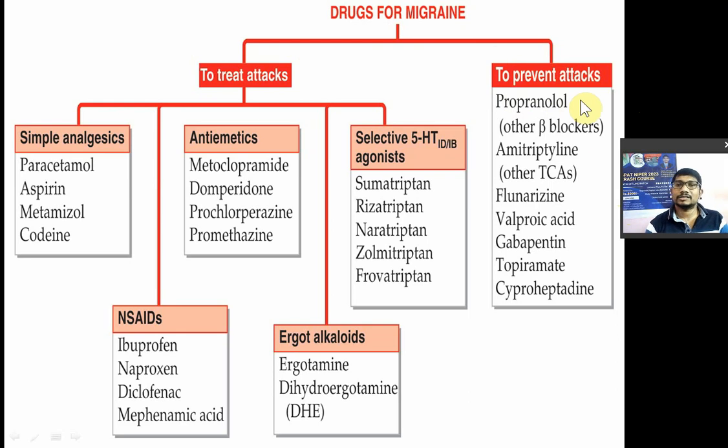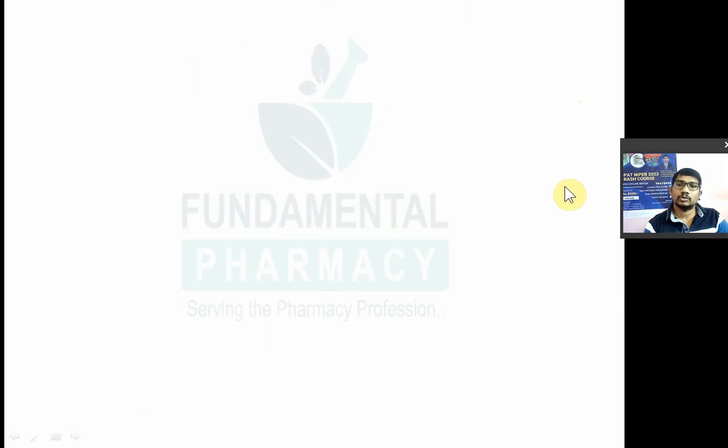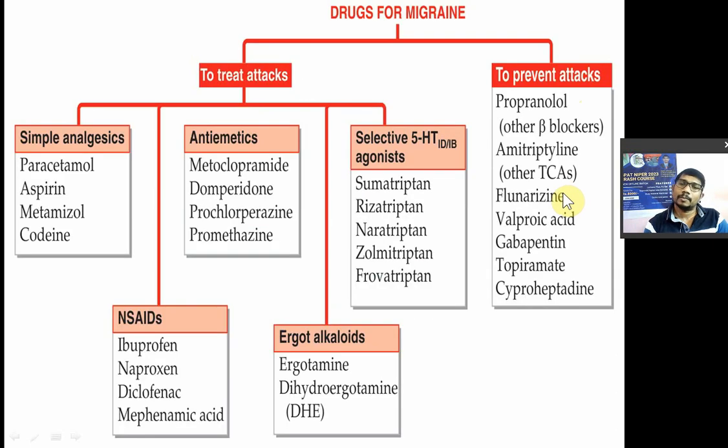The first is propranolol, that is a beta blocker, and other beta blockers are also used for the prophylaxis of migraine. A question has already come: propranolol is the most commonly used drug for the prophylaxis of migraine. Then antidepressants like amitriptyline, nortriptyline, and other tricyclic antidepressants are also used as a prophylaxis of migraine.